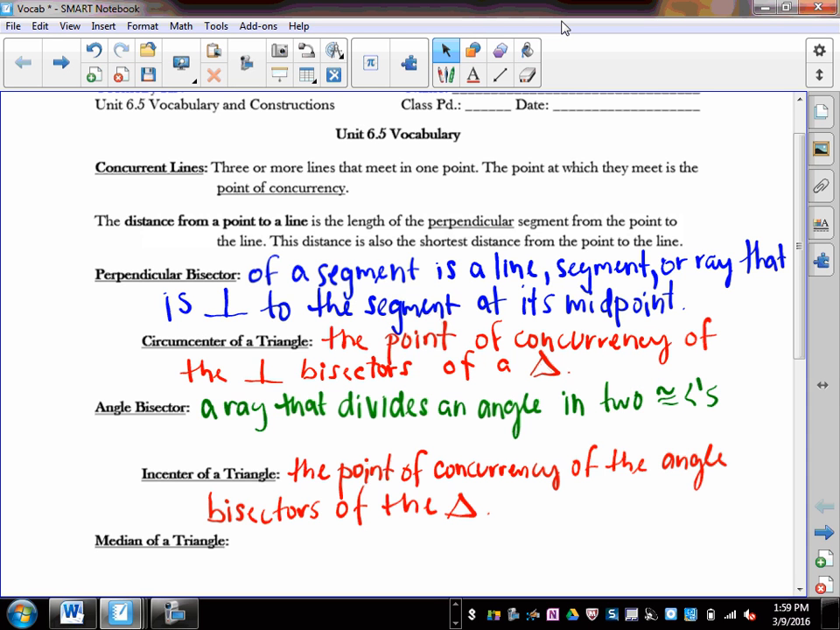Okay, so I went ahead and filled in a couple definitions for you, so that we can move a little bit quicker. So concurrent lines. This is where three or more lines intersect at the same point. They occur at the same exact point. The point at which they meet is the point of concurrency. Right. So concurrent lines are three or more lines that meet at the same point. And this right here is called my point of concurrency, where they actually intersect.